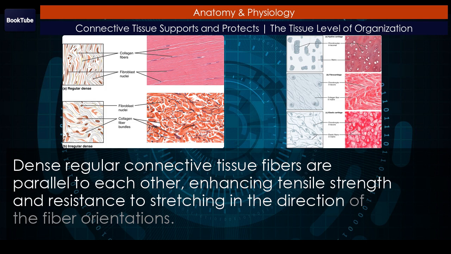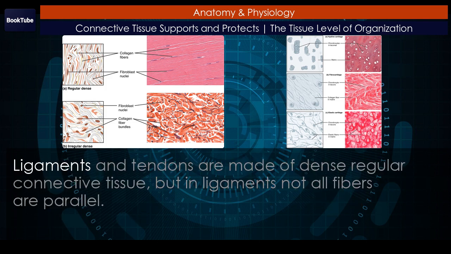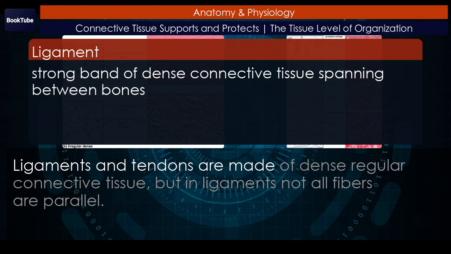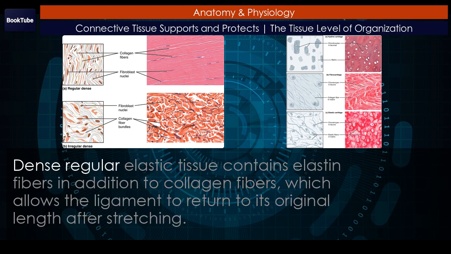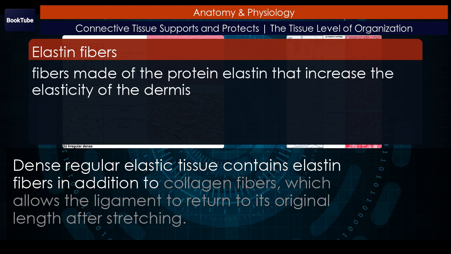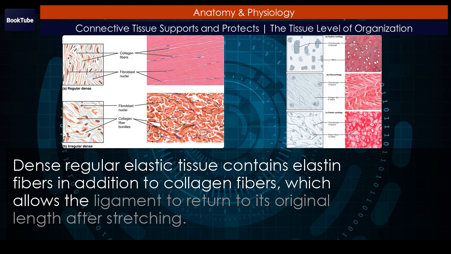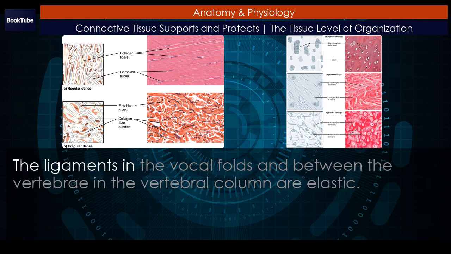Ligaments and tendons are made of dense regular connective tissue, but in ligaments not all fibers are parallel. Dense regular elastic tissue contains elastin fibers in addition to collagen fibers, which allows the ligament to return to its original length after stretching. The ligaments in the vocal folds and between the vertebrae and the vertebral column are elastic.